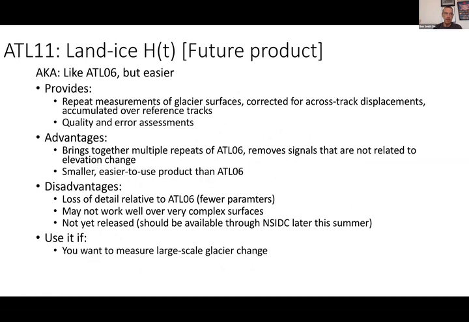ATL11 is a product that's shortly going to come out, giving land ice H of T. The idea is that this gives you the potential to see changing surface heights by correcting out all of the topography that's defined by the repeat track measurements of ICESat-2. It fits a surface to the ATL06 measurements and boils out the cross-track variation in surface heights.